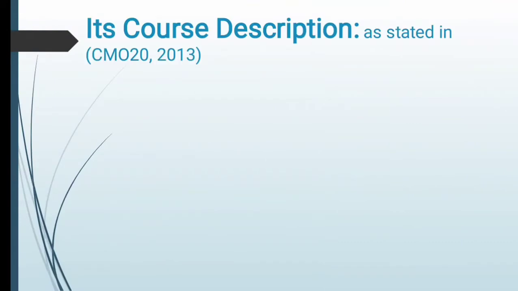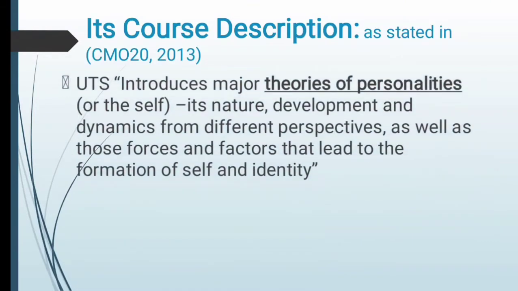The course description of Understanding the Self, as stated in CMO number 20 of 2013, or the CHED Memorandum number 20, and I quote, "Understanding the Self, or UTS, introduces major theories of personalities, or the self, its nature, development, and dynamics from different perspectives, as well as those forces and factors that lead to the formation of self and identity." What is given emphasis in this particular context is the introduction of the major theories of self, as propounded or explained by philosophers, psychologists, sociologists, and anthropologists all throughout the history of mankind.